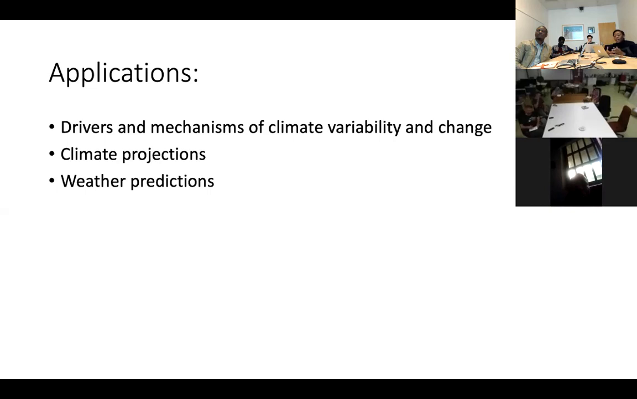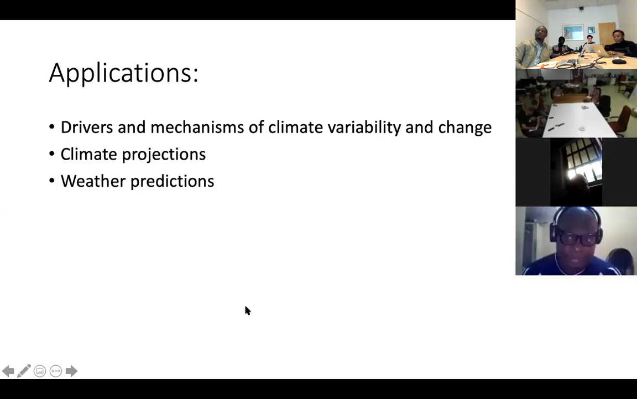And then we can have weather predictions, which are more short-term predictions and affect more smaller scale changes also. And that, I think, is the most common, most widely used application for climate models too.